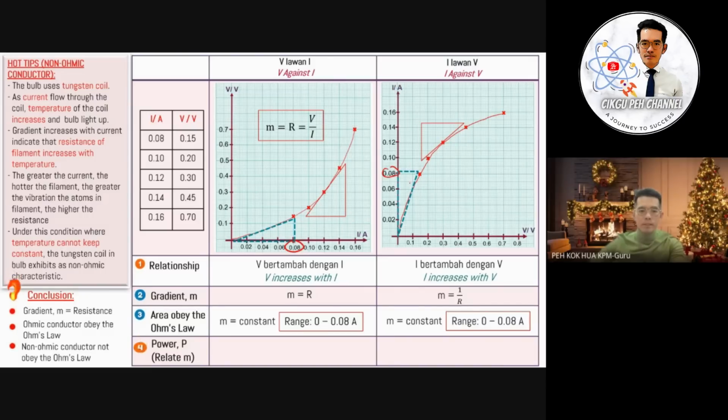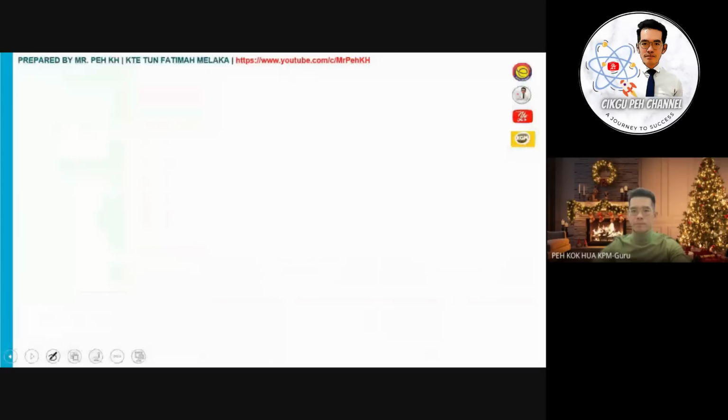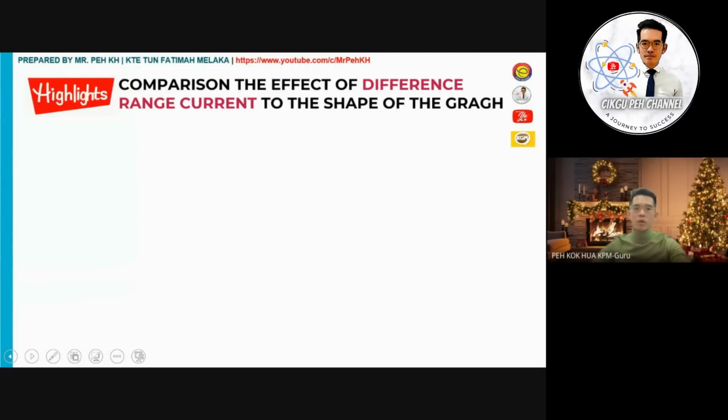Okay, so the last one is the formula of power, just like I showed you. For P equal to I squared R, the formula related to gradients is like this: the m actually is R for the graph V against I. Then for the graph I against V, we use this formula, V squared over R, because we know m for the graph I against V is 1 over R. So this is the difference I want to highlight between these two graphs with the same set of data here.